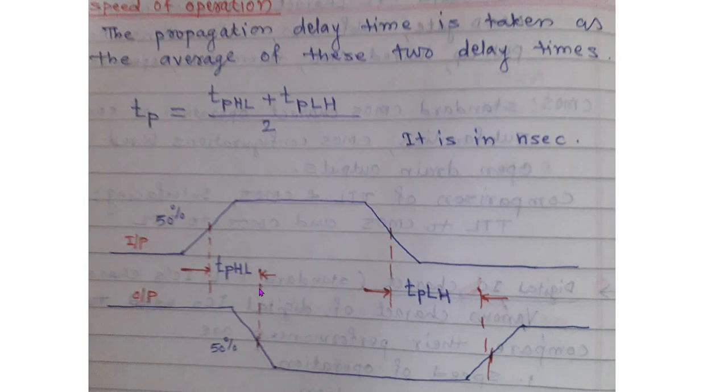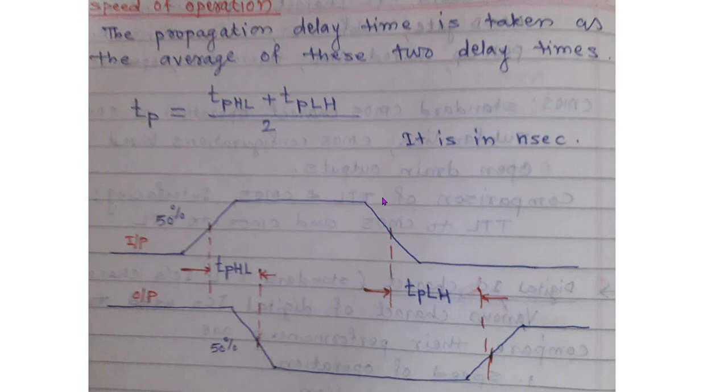There are two time delays, the TPHL and TPLH. TPHL is the propagation time delay when output is changing from high state to low state. And another is TPLH. It is the propagation time delay when output is changing from low state to high state. So the propagation delay time is the average of these two time delays. TP equals TPHL plus TPLH divided by 2, and it is measured in nanoseconds.